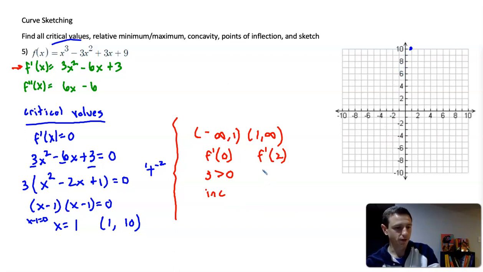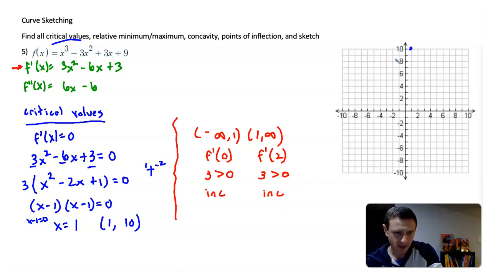And then what's happening on the other side of that? So we're going to do f prime of 2. So we're plugging in 2 into the first derivative. 2 squared is 4. 4 times 3 is 12. Minus 6 times 2. 12 minus 12 is 0. 0 plus 3 is 3. Greater than 0. It's positive, so that's also increasing.